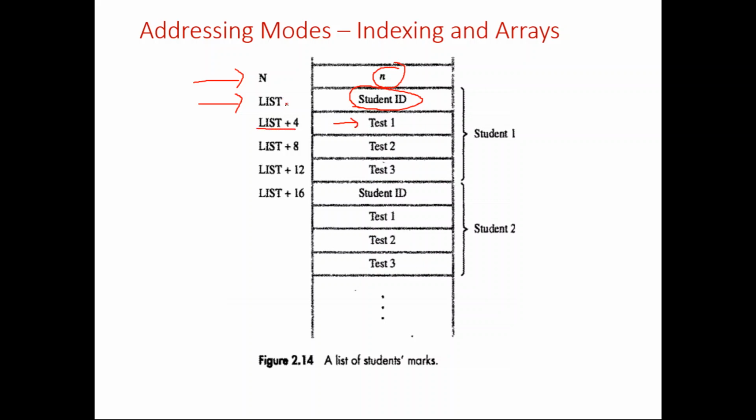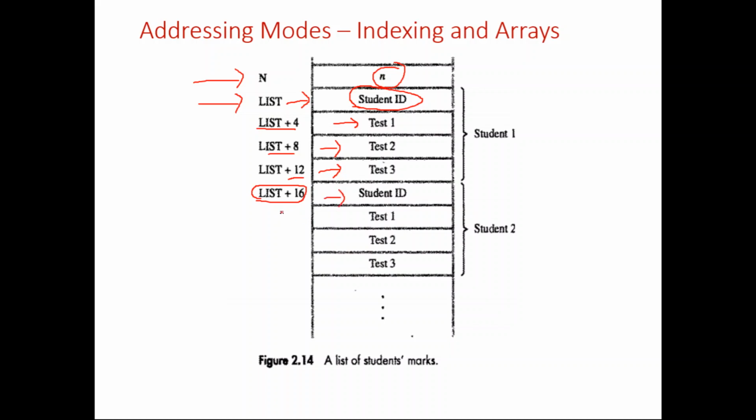List contains the starting address of the first student's student ID. So list plus 4 will have the test 1 marks of the first student. List plus 8 will hold the test 2 marks of the first student. List plus 12 will hold the test 3 marks of the first student. Because each word occupies 4 bytes, there is a gap of 4: 4 plus 4 is 8, 8 plus 4 is 12. And list plus 16 will hold the ID of the second student.